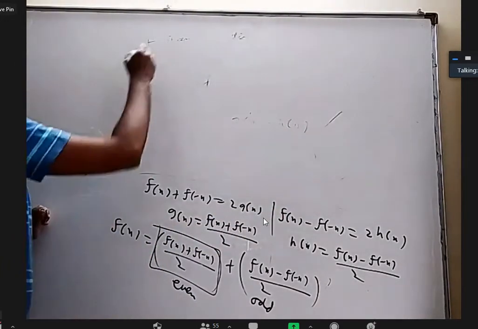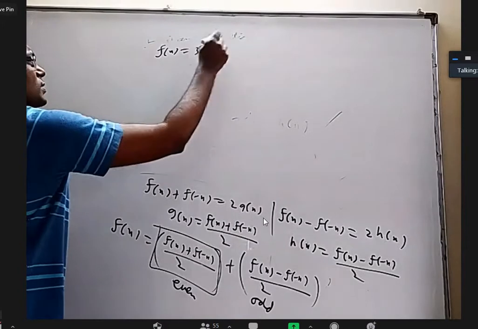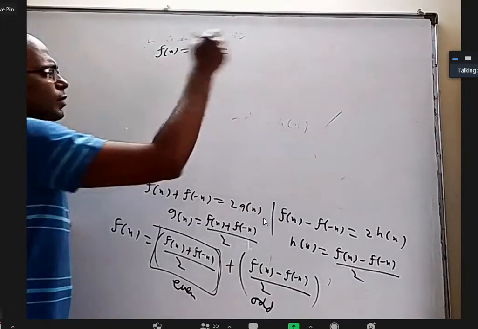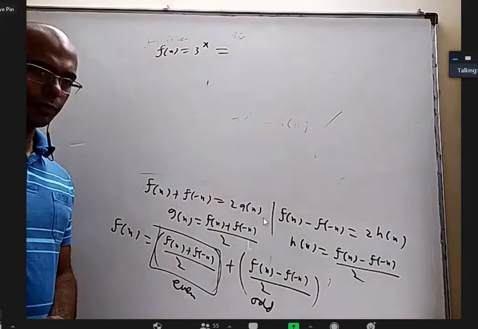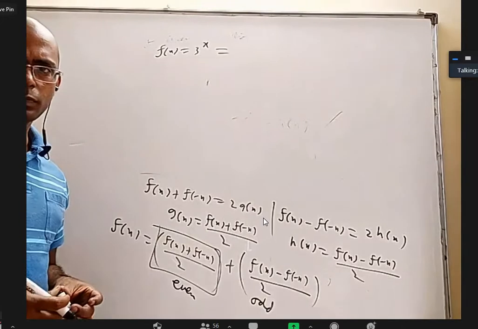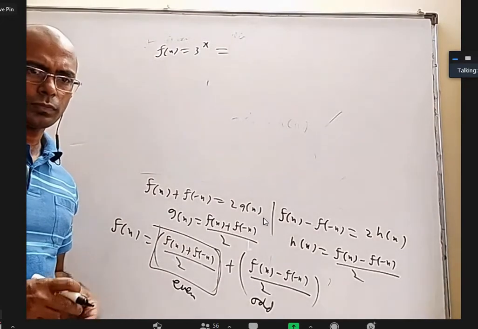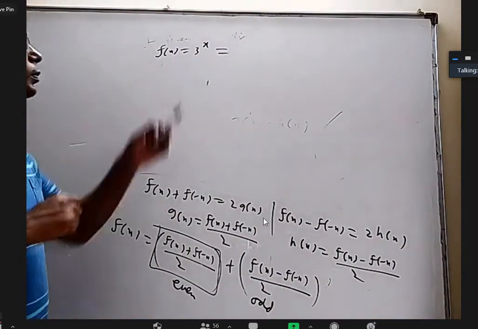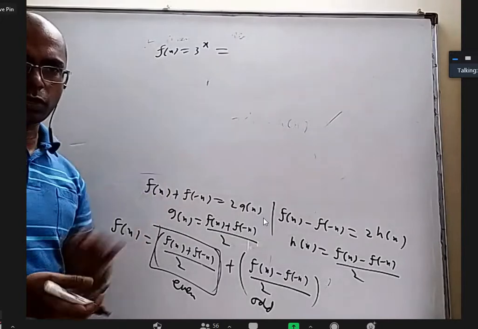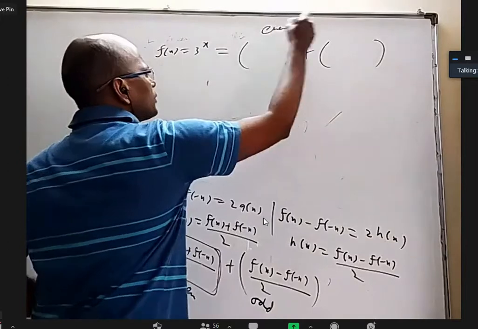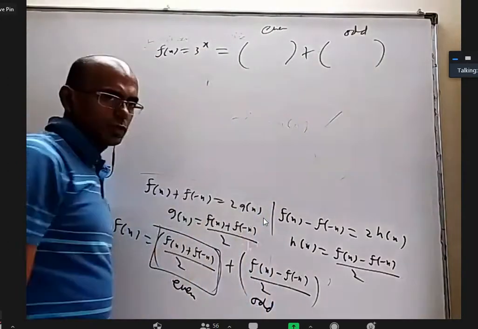Just for an example, if I take f of x equal to 3 power x, 3 power x is neither even nor odd. But how can I write 3 power x as the sum of two functions where one of them is even and one of them is odd? Anybody want to tell the answer? 3 power x is not even or odd, but I want to write it as the sum of two things where this is an even function and this is an odd function.